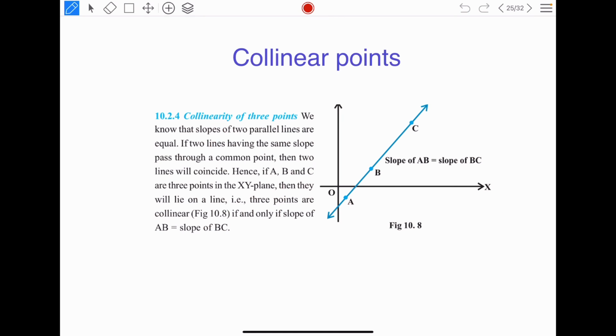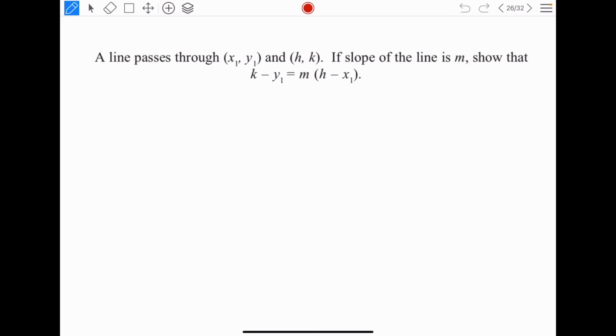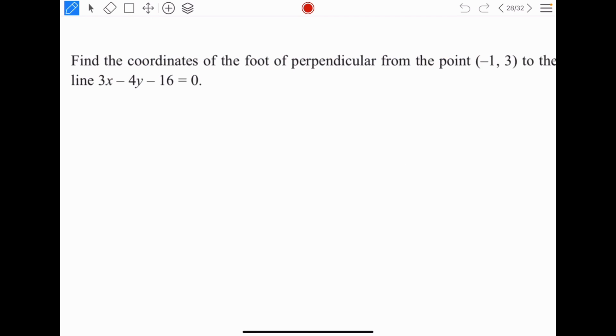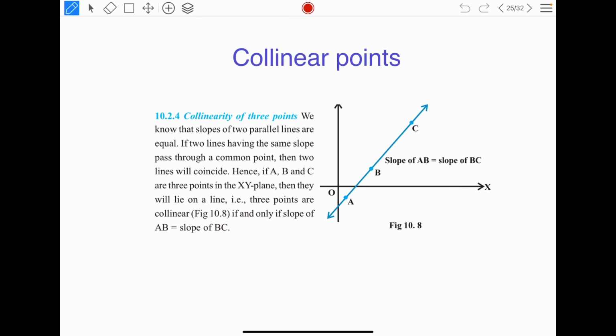Okay, the next topic is, how many topics we are left with? Just 2 more topics are left, and then we'll be done with this chapter. Collinear points. Now tell me, whenever I talk about collinear points, that means they are on the same line. Collinear means they are lying on the same line. That's the meaning of collinear.